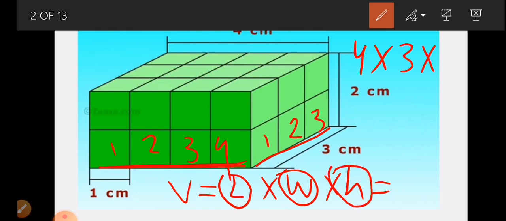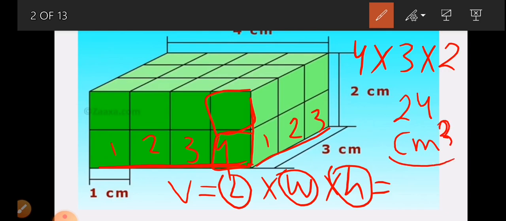Multiply. Where is the height? We said the height is from down to up. How many cubes? 1, 2 in the height, so multiply by 2. If you multiply 4 times 3 times 2, you will get 24, also like the first way. 24 what? Don't forget centimeter cubed because it's a volume.